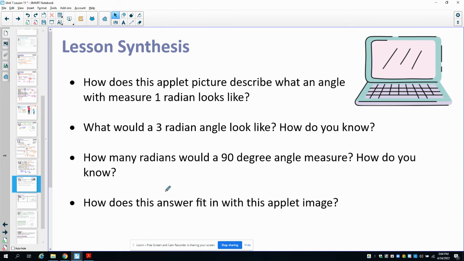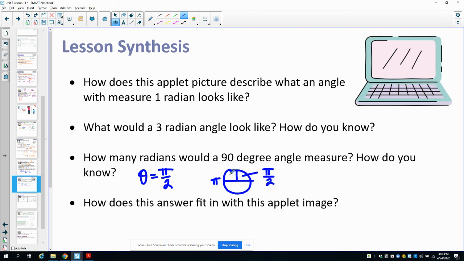How many radians would a 90-degree angle measure? We talked about that one, and we've looked at it a few times, and we know that it's going to be pi over 2. We know because half of a circle is pi, so half of pi is pi over 2. So 180 degrees is halfway around the circle, and pi radians are the same. And then half of that would be pi over 2.